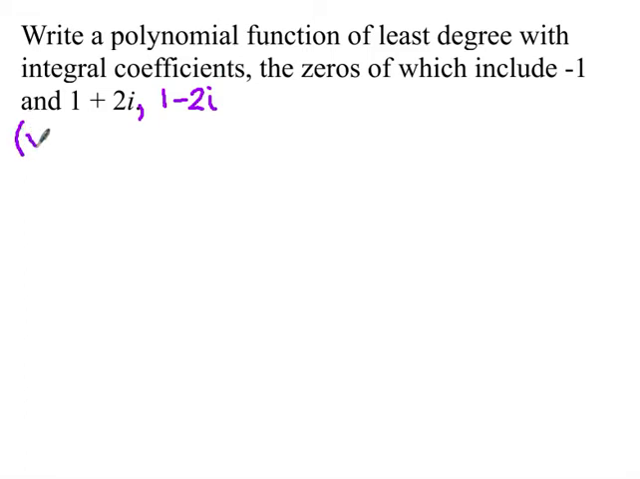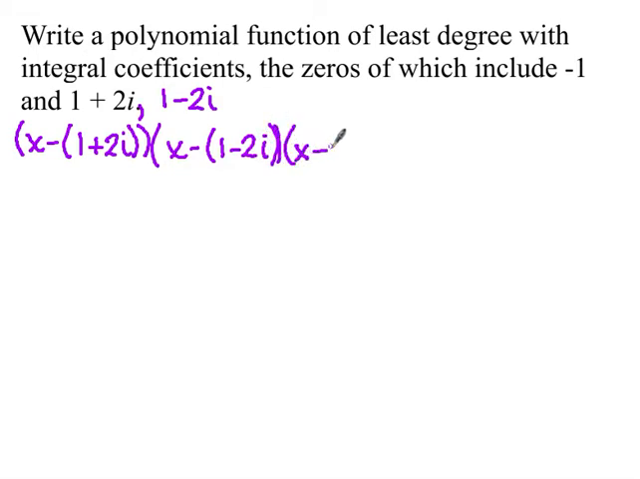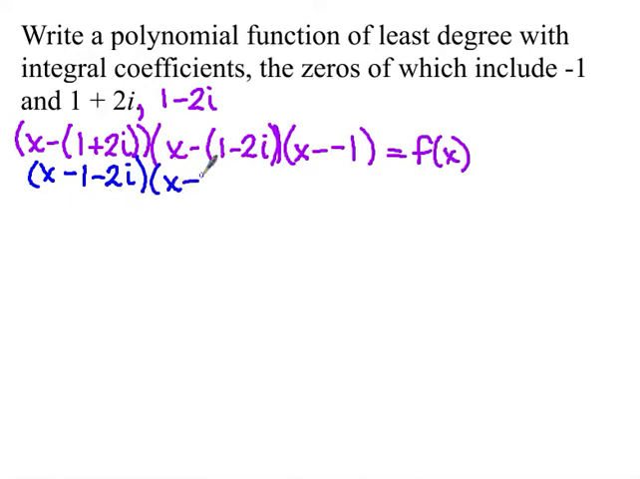My first zero will be x minus what? 1 plus 2i. My next one will be x minus 1 minus 2i. Now that's what I have to multiply out. The hardest part is figuring out the order. Oh, it doesn't matter the order. I always try to keep the two complicated roots first and take care of that, and then add in the third one. So I have x minus 1 minus 2i times x minus 1 plus 2i.